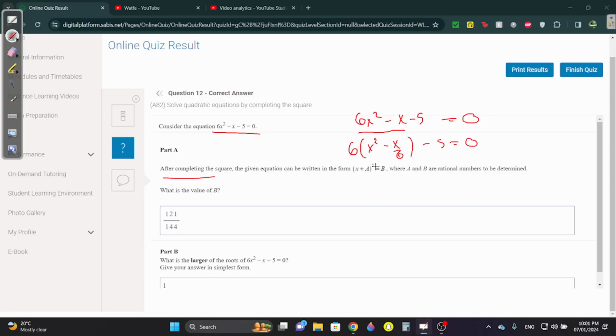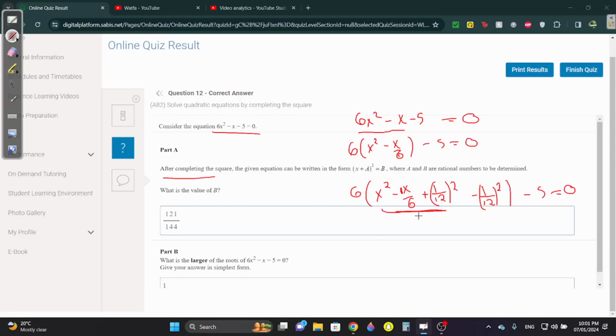Continue. You're going to divide by 2 and square, so 6 times (x squared minus x over 6). We're going to add, since we're dividing by 2, it becomes now 1 over 12. This is 1 over 6, yeah? 1 over 6 x becomes plus (1 over 12) squared minus (1 over 12) squared. And then you have minus 5 outside equals 0.